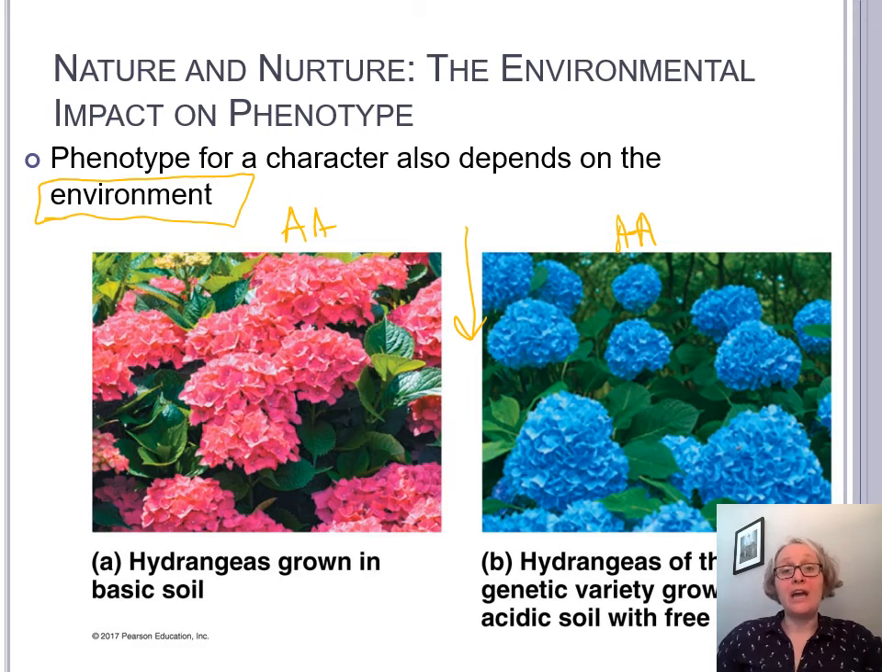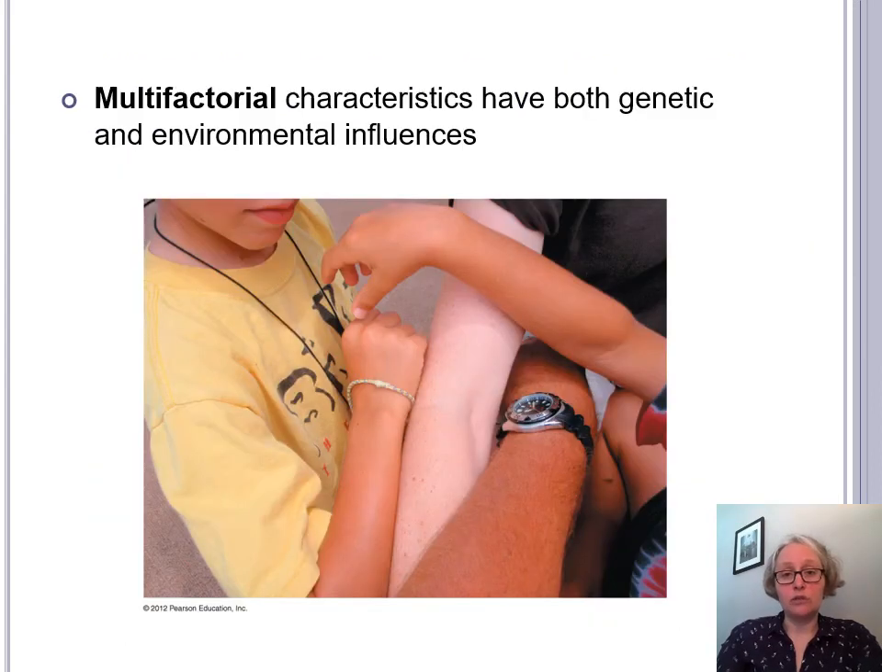Depending on where you plant the plant, whether it's in a basic or acidic soil, you'll get different coloration. So although it's fun as a biologist to think about Punnett squares and genetics crosses, it's really important to remember that the environment has a major impact on what the phenotype of the organism is eventually going to look like.